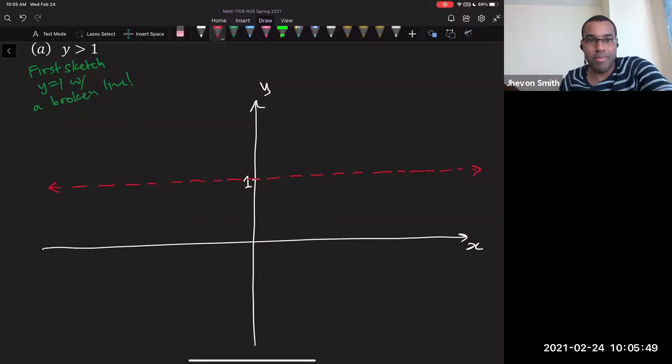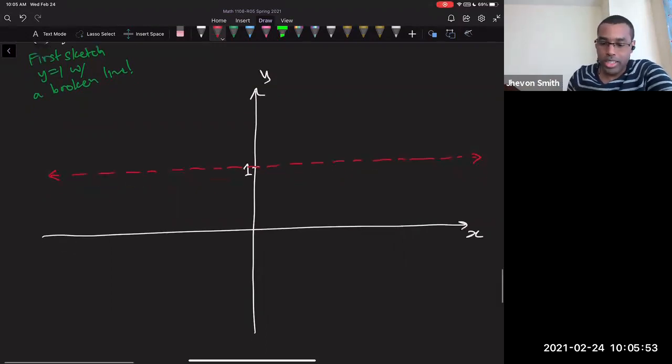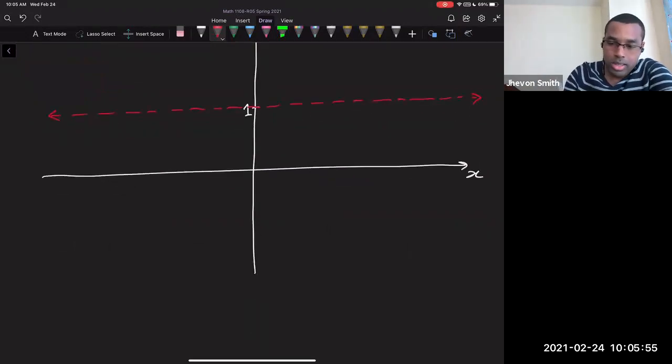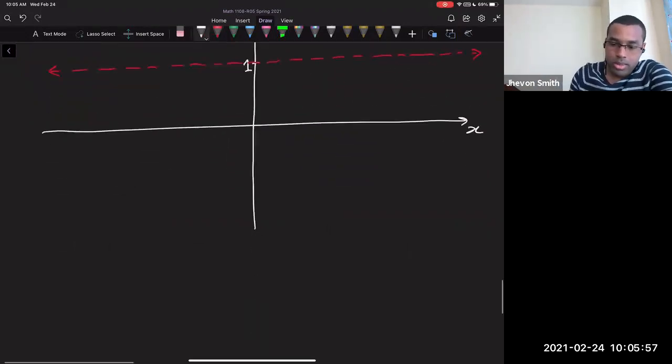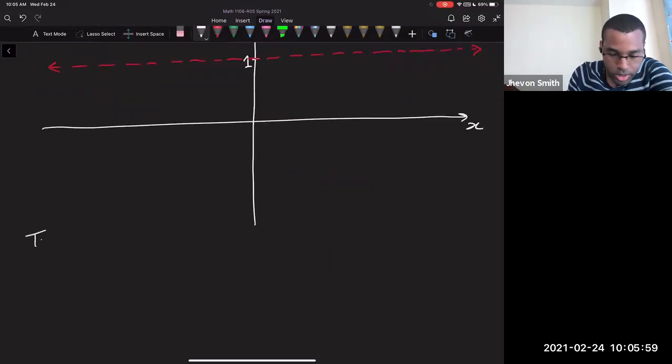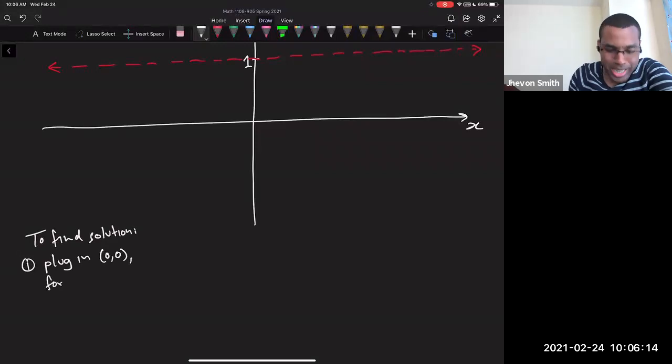So that's the line. Now we need to find the solution. Remember, there are one of two options. So, to find the solution, one, plug in a point. Plug in, say, 0, 0, for example, which is actually a good example.